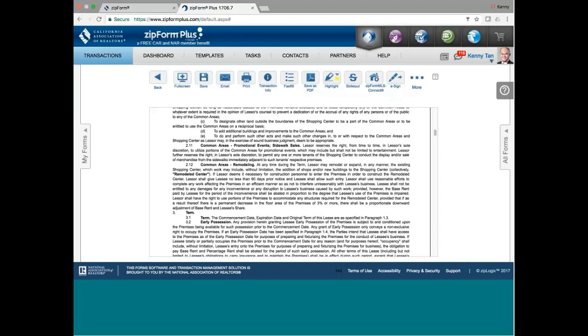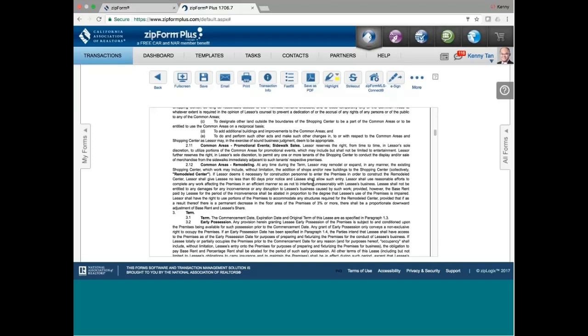It also gives the landlord the right to remodel the common area. Okay. For example, it says, at any time during the term, lessor may remodel or expand in any manner the existing shopping center, which shall include without limitation the addition of shops and or new buildings to the shopping center, collectively remodeled center. If lessor deems it necessary for construction personnel to enter the premises in order to construct the remodel center, lessor shall give lessee no less than 60 days prior notice, and lessee shall allow such entry.